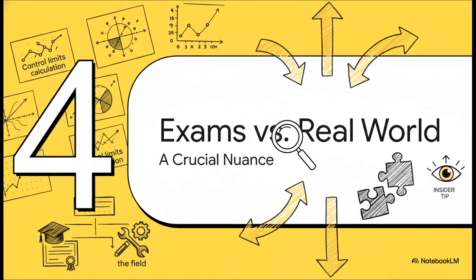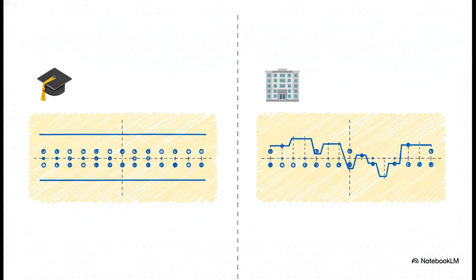Okay, now for something really interesting. A bit of an insider tip, actually. When you start calculating those control limits, you're going to hit a fork in the road. And this is one of those subtle things that really separates someone who's just read the textbook from someone who's actually done this out in the field. So, on the one hand, you've got the formula they teach you for the exam. It uses something called n-bar, which is the average sample size, to calculate just one set of control limits for the whole chart. It's a shortcut to make test questions simpler.